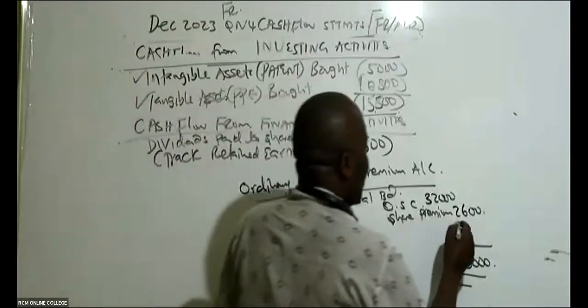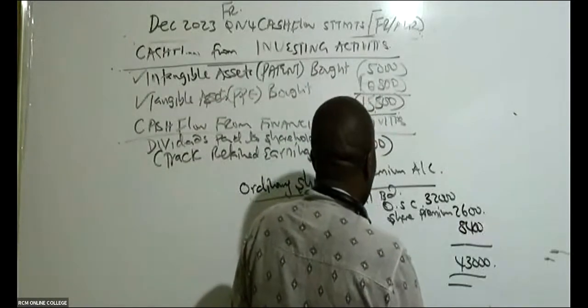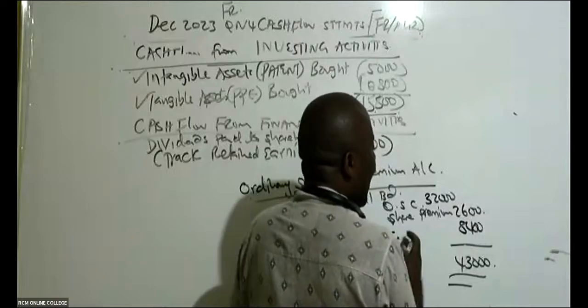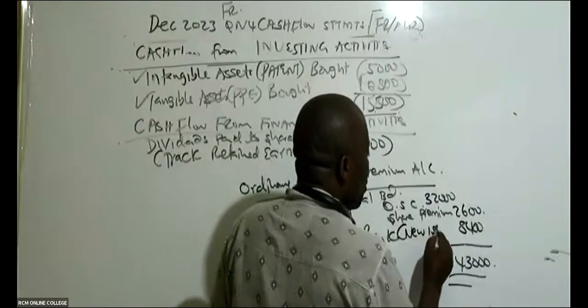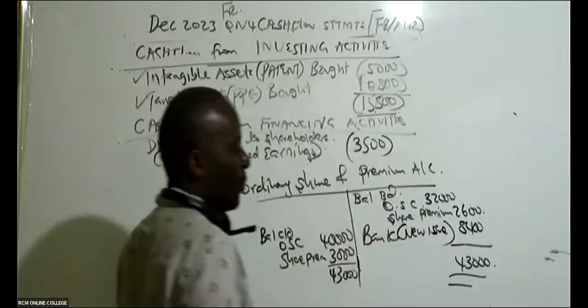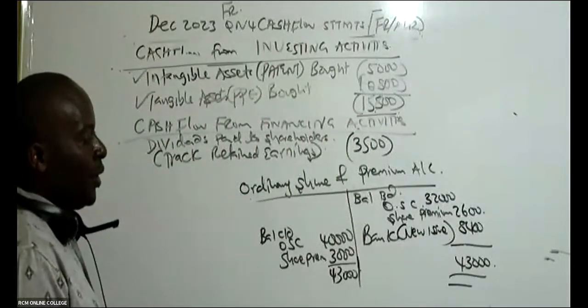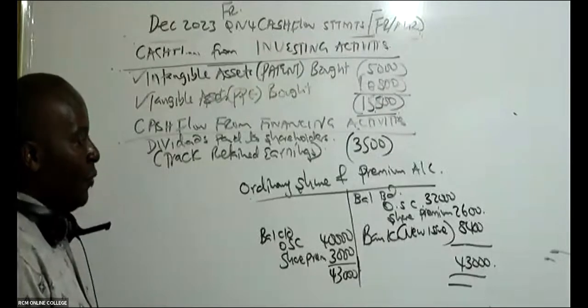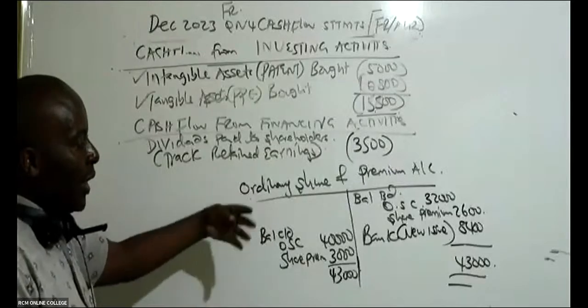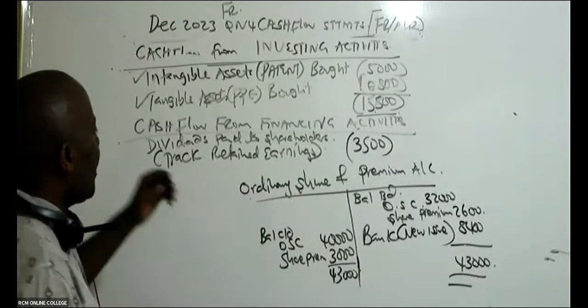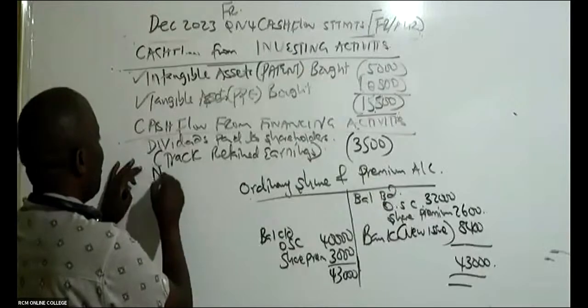8,400, isn't it? So this 8,400, of course, this is bank. This is the money I received. So it means that this was what here? A new issue. If, for example, the balancing figure was to come here, it would have been what here? A share redemption. So in this case here, we have new shares issued.